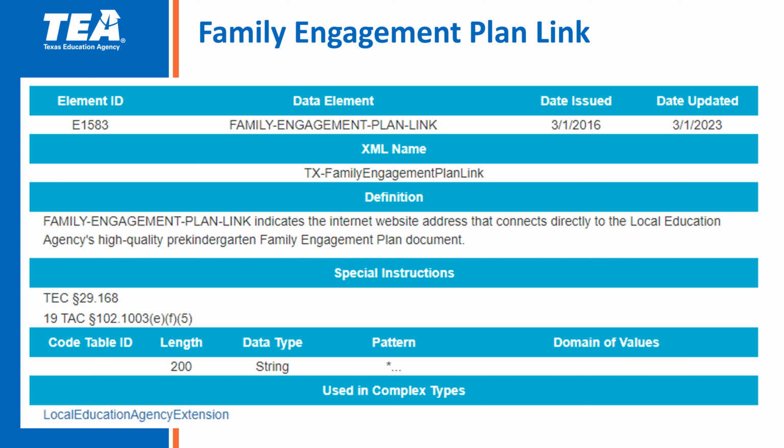This data element is titled the Family Engagement Plan link. Since there are no codes to be selected for this element, there is no code table. Instead, it is an open field where LEAs are to provide the link to the website page where the high-quality pre-kindergarten family engagement plan is located. Please note this field is limited to 200 characters.